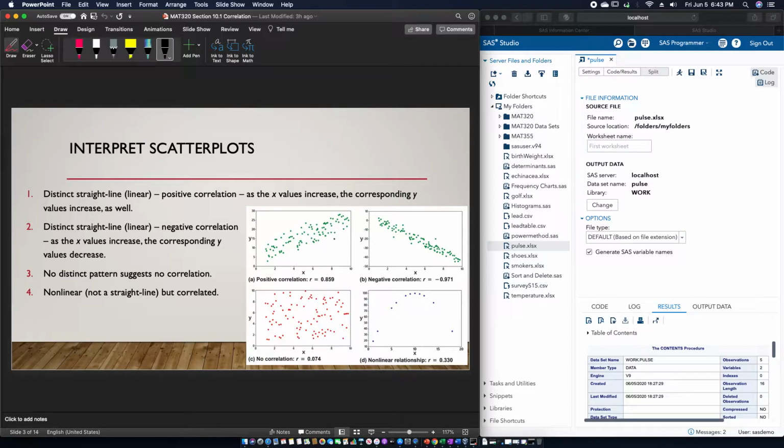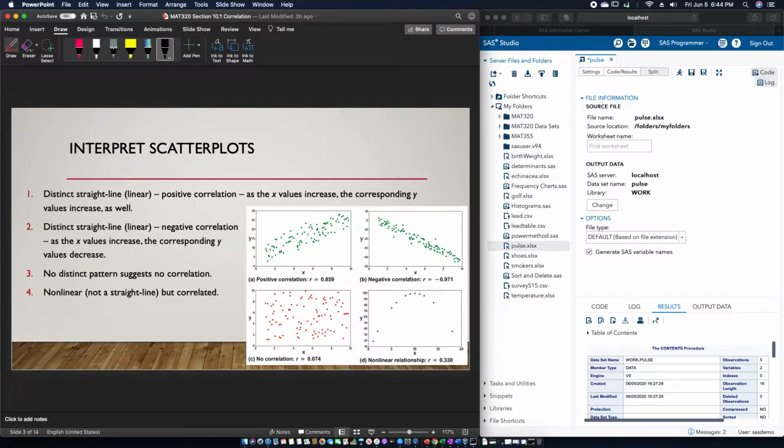Such as letter A here, we have a correlation coefficient of 0.859. This is a positive value, and we can see that it has a distinct straight line linear pattern. Some of the points are further away, but for the most part they follow a straight line. It's positive since it increases from left to right, and as the x values increase, so does the y.